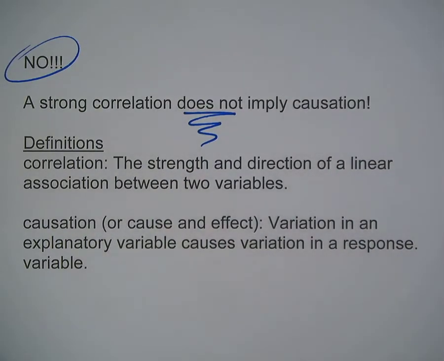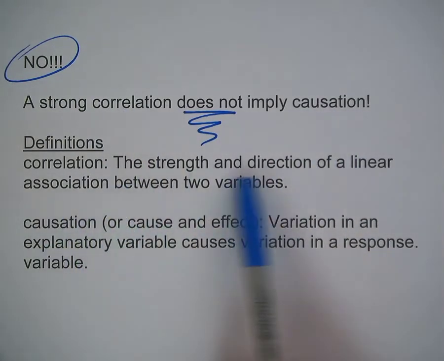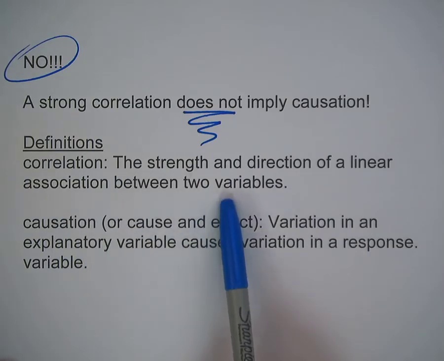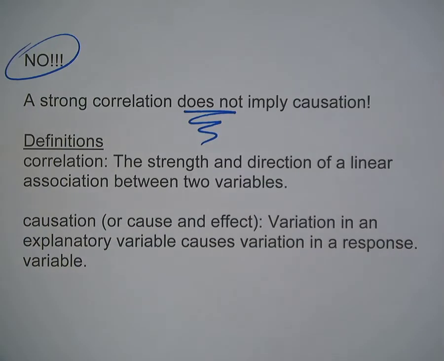Just because two variables are correlated, that does not mean that one causes a change in the other. So just to make sure we have a good working definition of correlation and causation, correlation is the strength and direction of a linear association between two variables. In this example, we did have a strong negative correlation. And then causation, sometimes known as cause and effect, is when variation in an explanatory variable causes variation in a response variable. In this case, no. A change in people per TV does not cause a change in life expectancy.